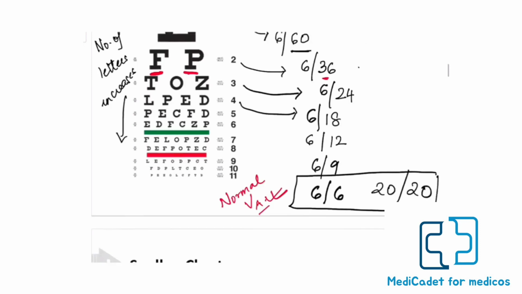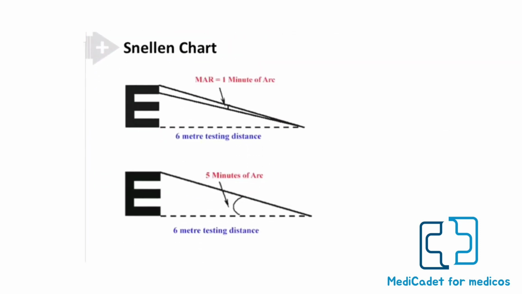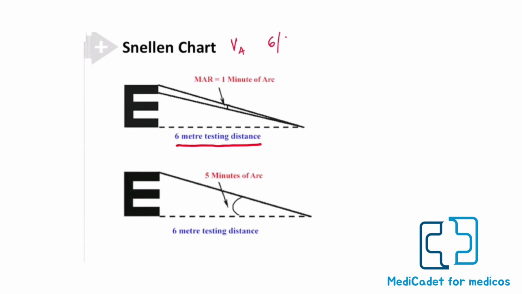Now there is something which you have to memorize, and that is this part. Now if a person is reading this letter from a distance of 6 meters, suppose a person's visual acuity is, for example, 6 by 6. Right? Now this is a letter on the 6 by 6 line. Then this means that this entire letter is subtending 5 minutes of arc at the center of the eye.